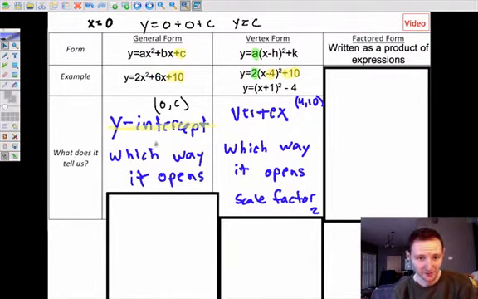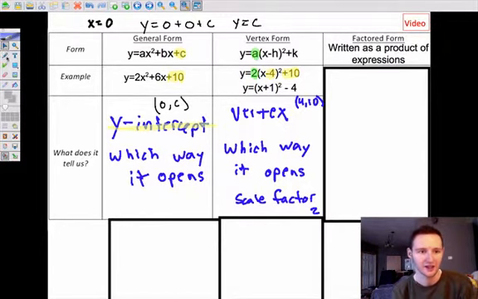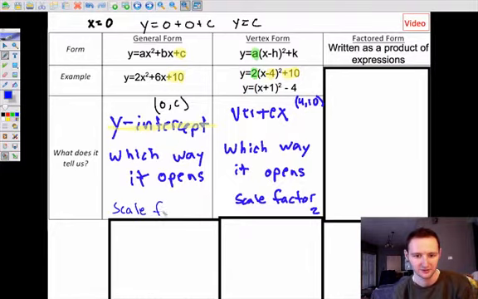Again, it tells us which way it opens. In this example, we do not have a negative here, so this was not reflected, so that opens up. And it also, and I forgot it again, tells you the scale factor, and in this case, again, it's 2. We mentioned this in class very briefly, so I don't expect you to remember it, but the coefficient on x squared is going to be your scale factor. So in this case, it's 2.